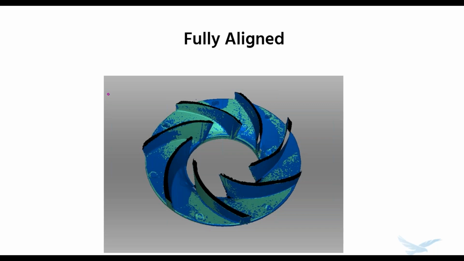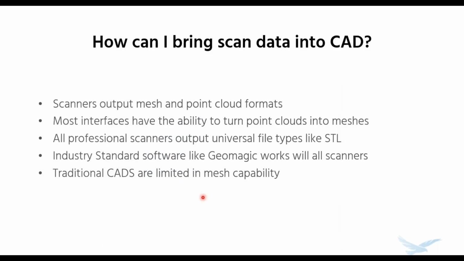Awesome. So a few final words just about scan data. Scanners output mesh and point cloud formats. A lot of workflows or software are going to require you to convert the point cloud into a mesh. Most garden variety CADs are going to need a mesh, and in general, that is the preferred format. The most common format is an STL.